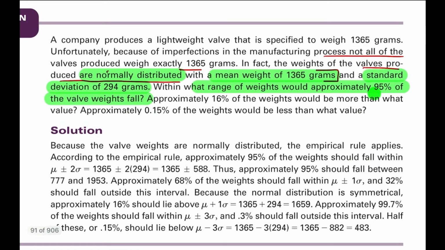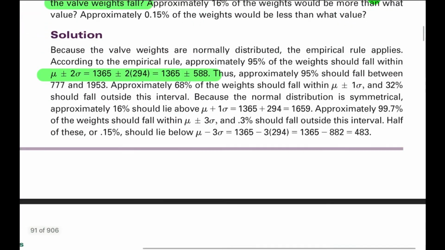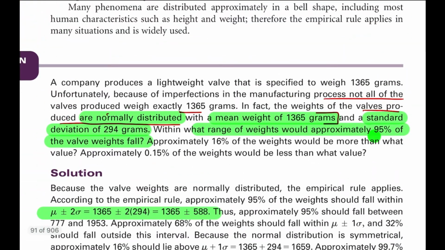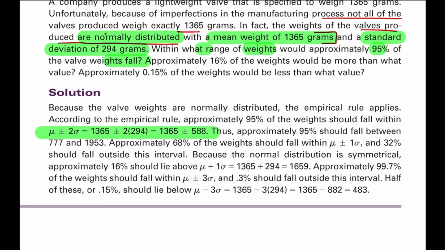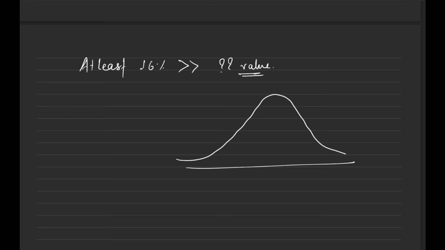I will check the solution here. So for example, this is the range, 1365 plus minus 2 times 294. That means this is the range in which you will get 95% of the weights. Now let's quickly go through the other problem also: approximately 16% of the weights should be more than what value? Now let's consider the normal distribution.